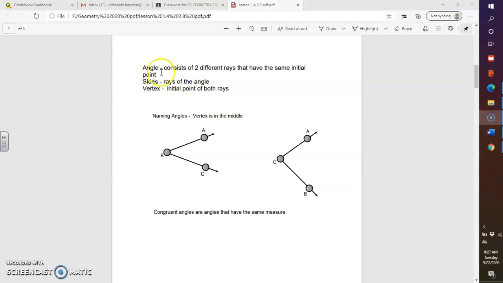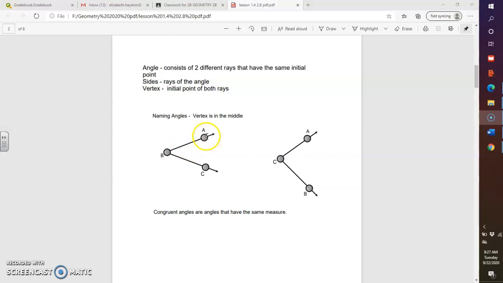So real quickly, an angle is just something that consists of two different rays that have the same initial point. So here we have ray BA, and here we have ray BC. The sides of the angle are the rays, and the vertex is where those rays meet at their shared initial point. Congruent angles have the same measure, although that can never be assumed. That has to be told to you in some way.